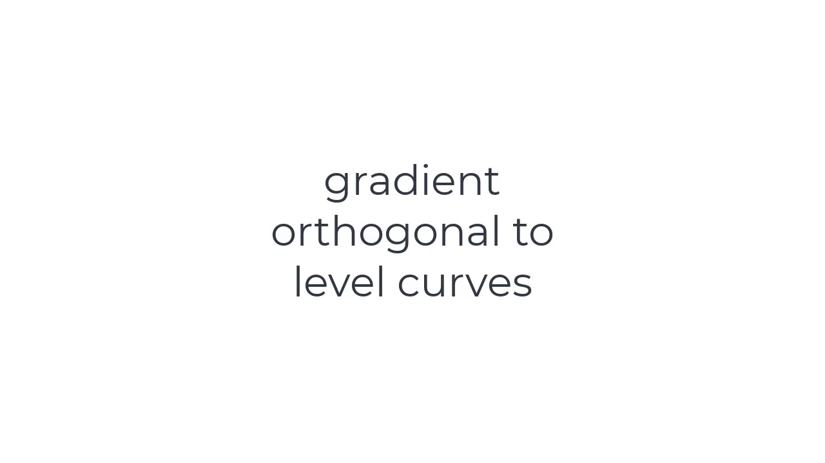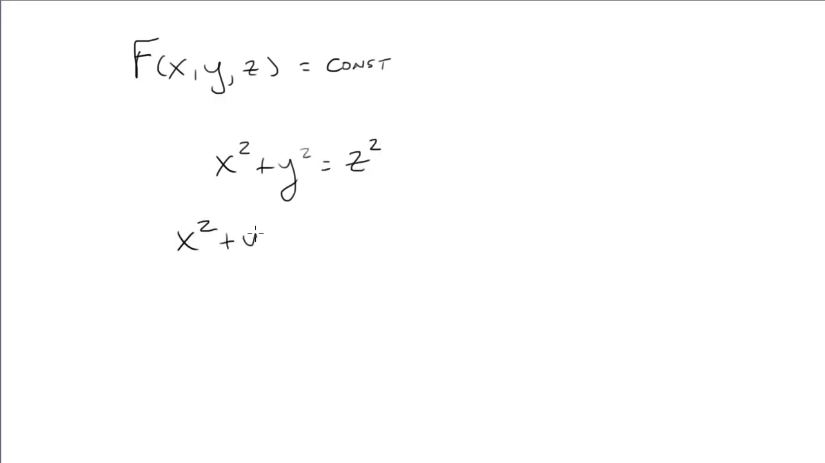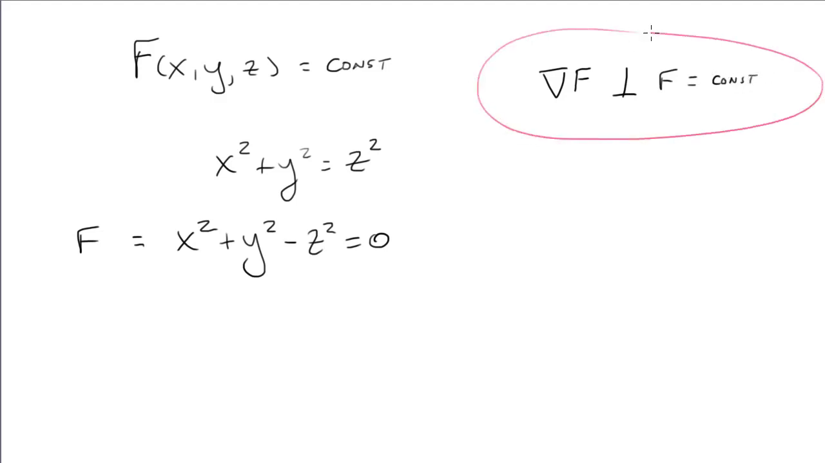An extremely handy result: the gradient is orthogonal to level curves. Anything of this form is a level curve, or level surface, depending on the dimension. You can always make one by throwing everything to one side of the equation and calling it f. Now it's a level curve. The gradient is always going to be orthogonal to a level curve. Let's prove it.